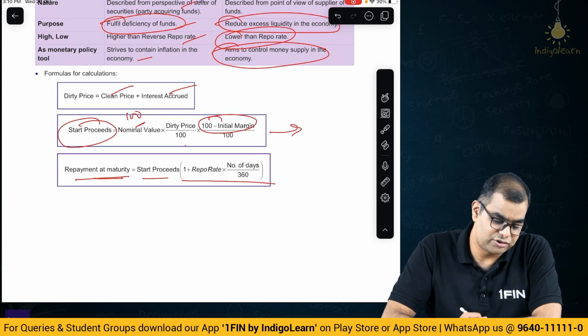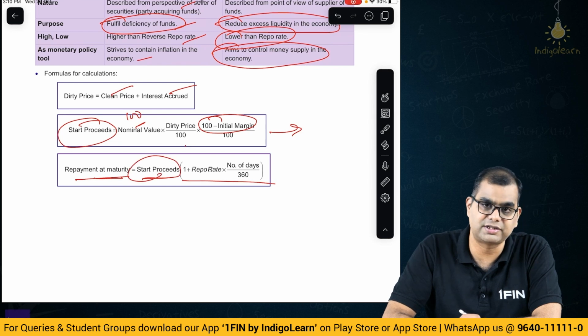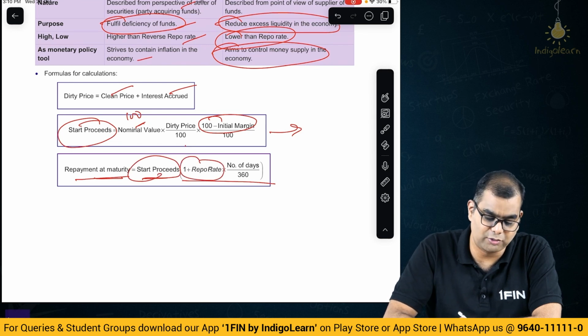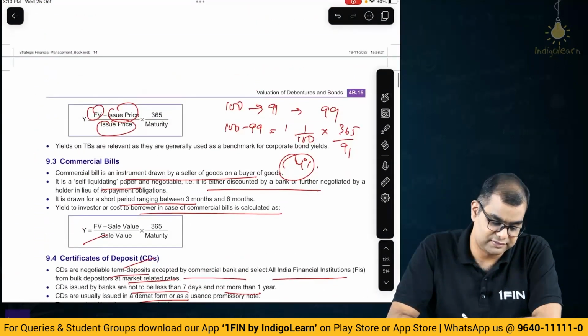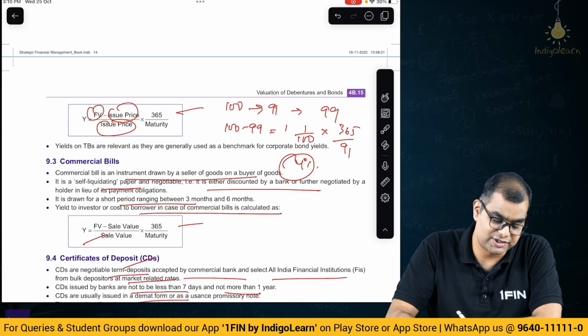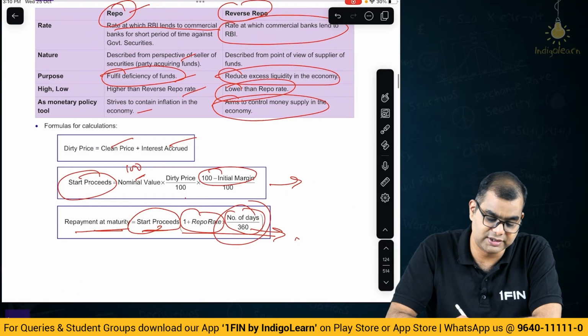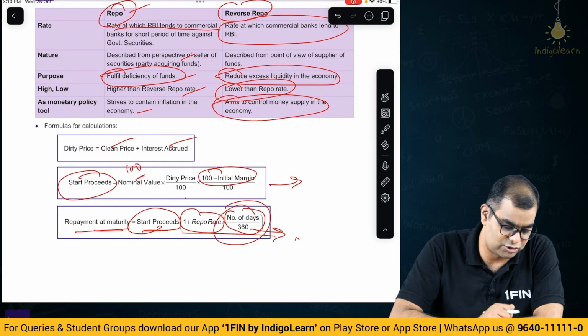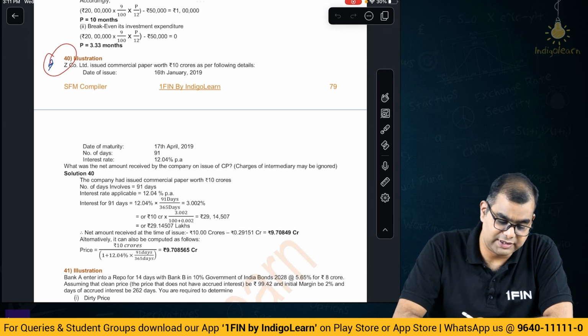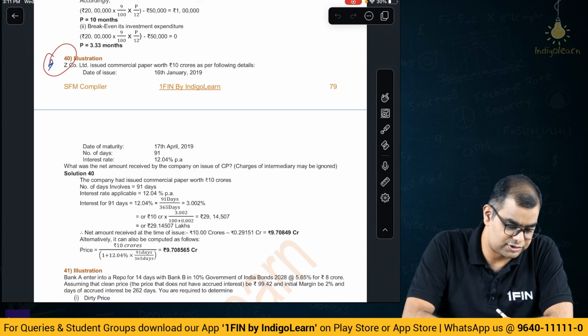What is repayment at maturity? Repayment is whatever is the proceeds that you get in the beginning, into 1 plus repo rate into number of days divided by 360. Please note here it is 360. Everywhere else it has been 365, whereas with respect to repo, it is 360. This is something you have to remember. When we solve these problems, you will understand better. Let us first look at a simple question, then we'll go to slightly more complex questions.